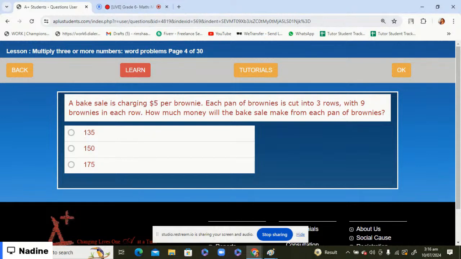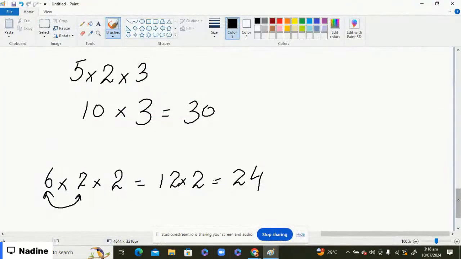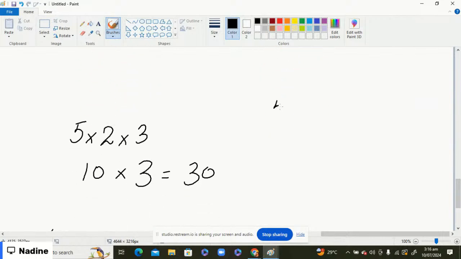A bake sale is charging $5 per brownie. Each pan of brownies is cut into three rows with nine brownies in each row. So how much money will the bake sale make from each pan of brownies? So it's 5, 3, and 9. So 5 times 3 times 9. Let's do it.